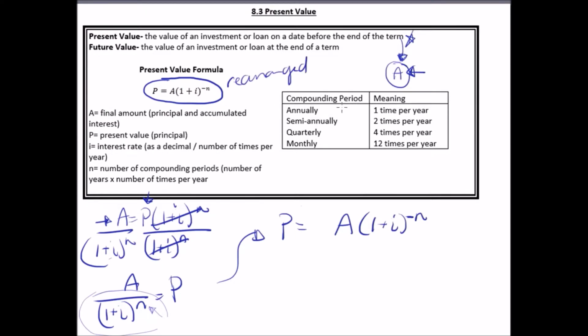And we have the compounding and then the meaning. Again, we already went over that, and these are going to be the exact same. A is the final amount, P is the present value, or we called it the principal. i is the interest rate per period, a decimal divided by the number of times per year, and n is the number of compounding periods, or the number of years times the number of times per year. So let's take a look at these examples. I personally don't often use this. I usually use the normal amount formula, and then I just rearrange.